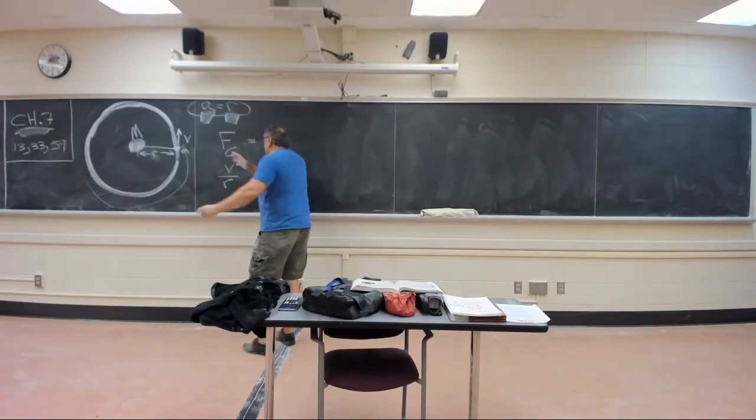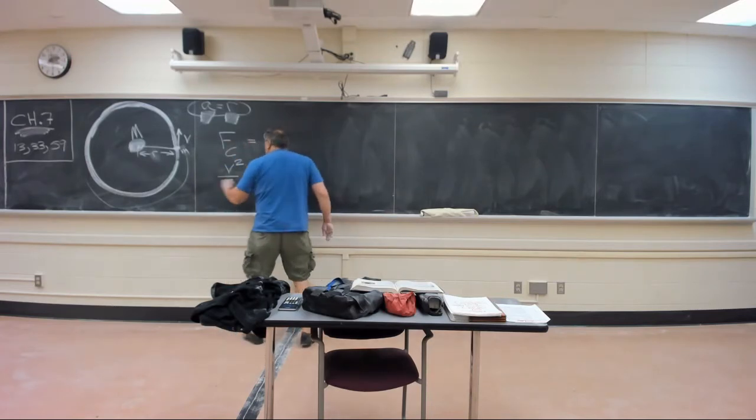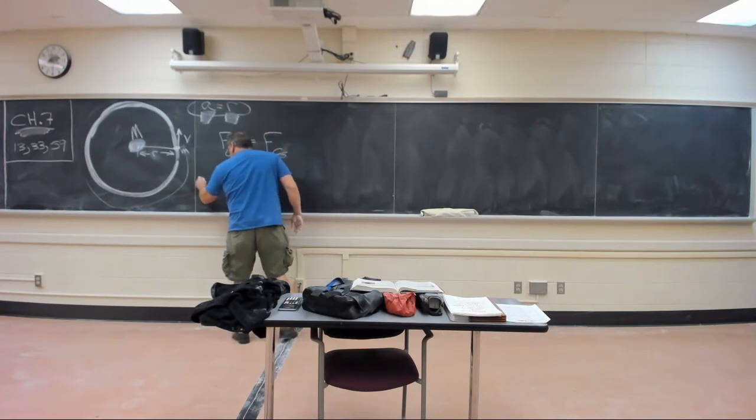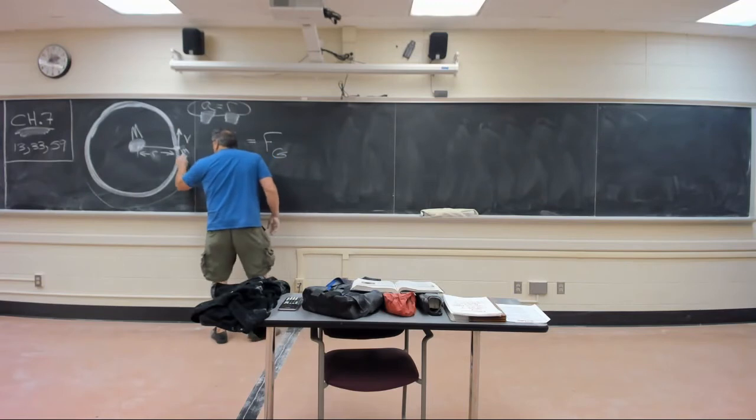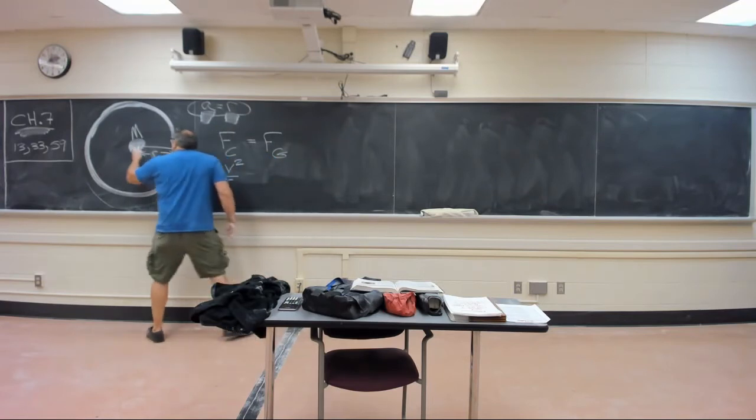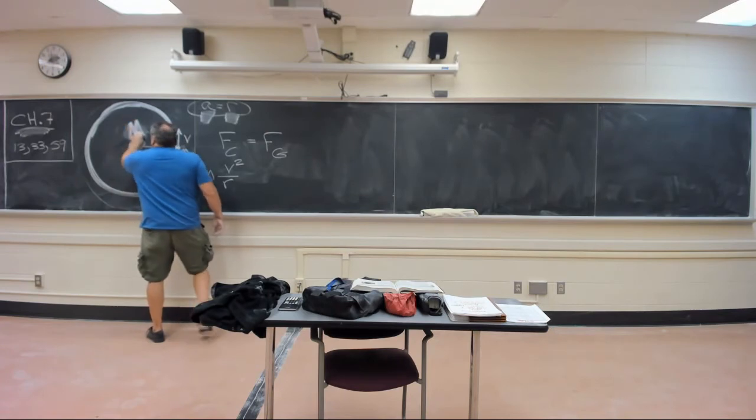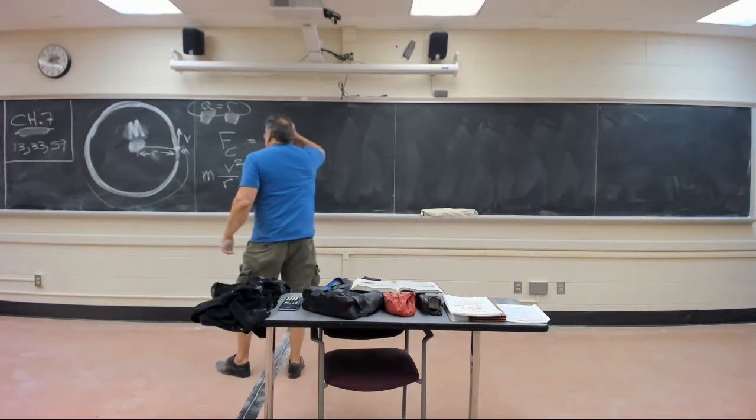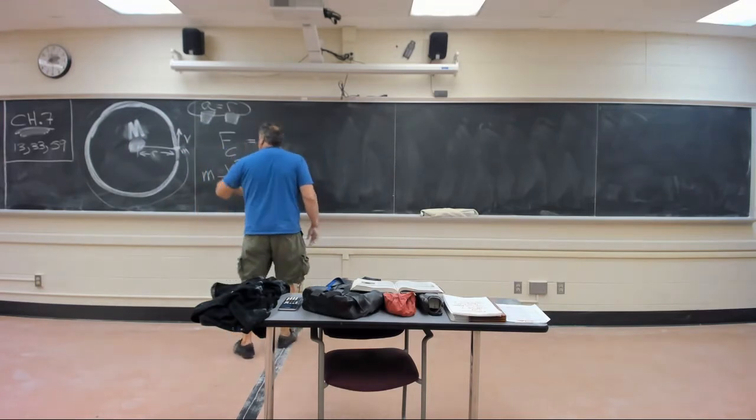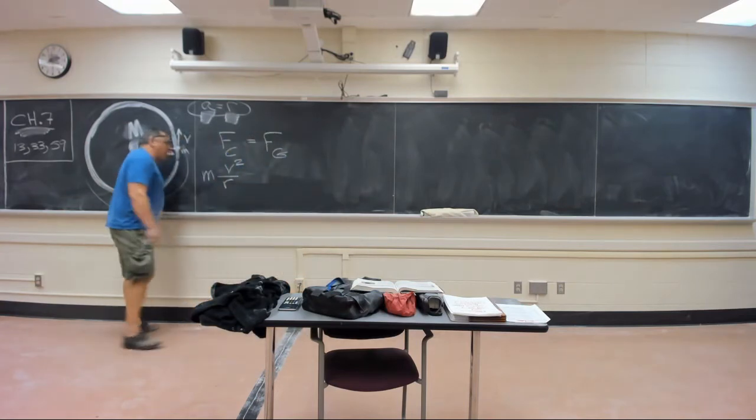Isn't force equal to mass times acceleration? The acceleration due to the centripetal acceleration is V squared over R. And that small mass right here, and this is the large one, so large mass there, small mass here, m v squared over r. That is the centripetal force.